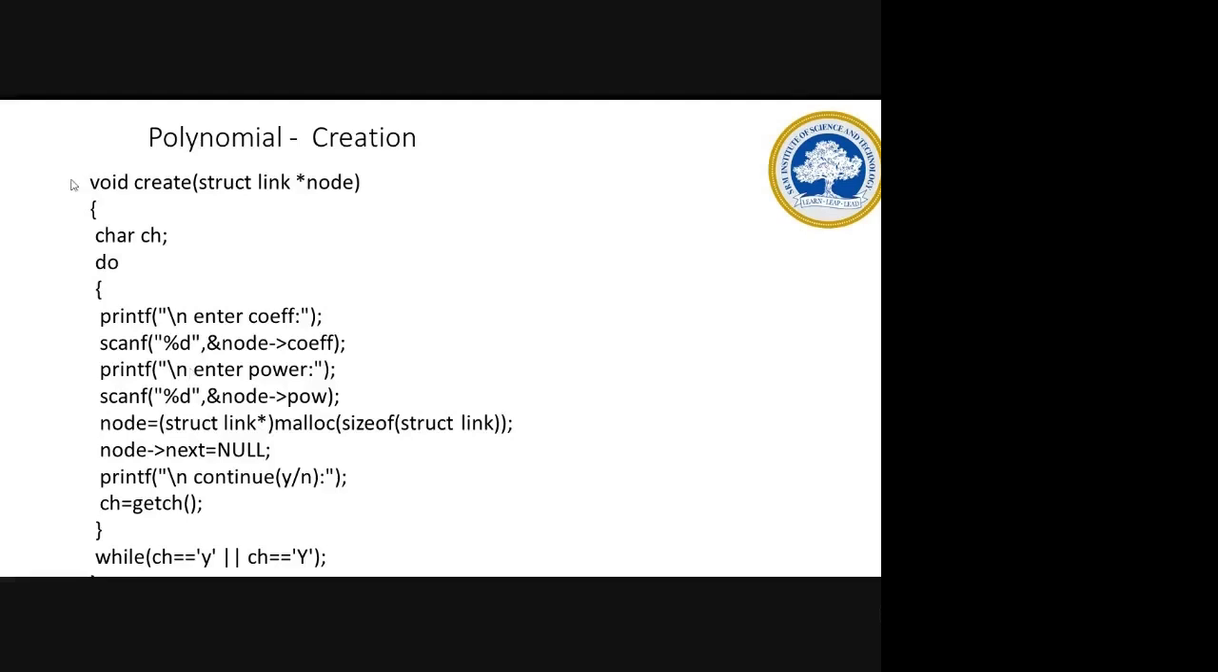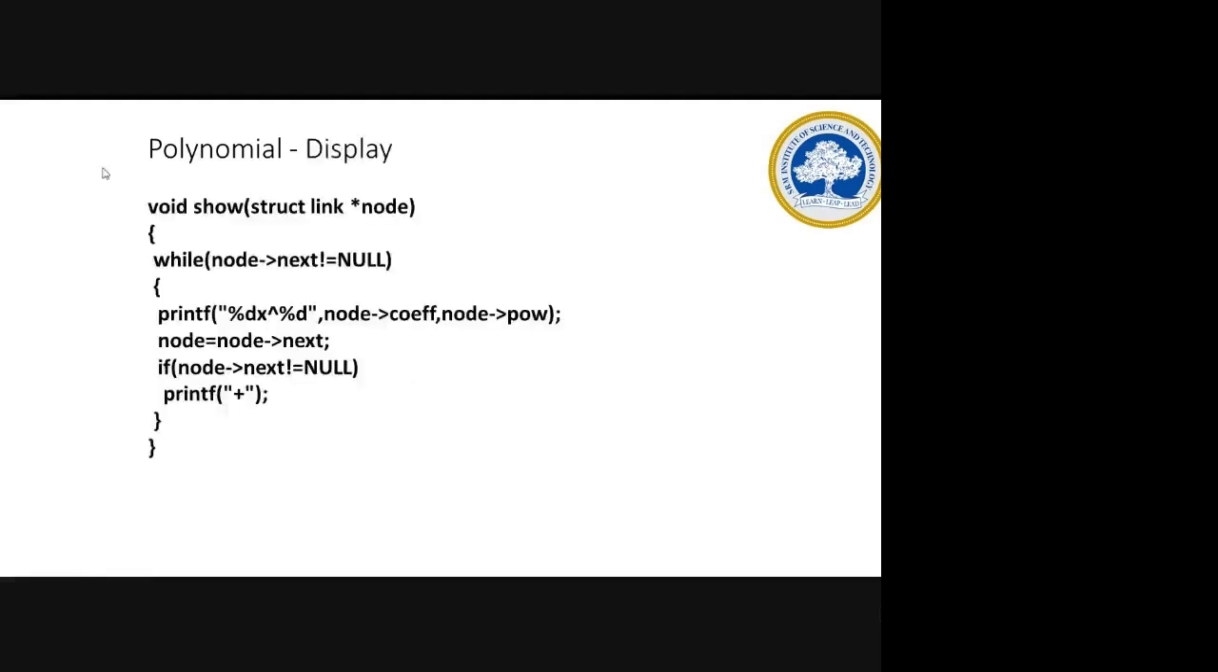This is just for initially getting the input, and this is just for displaying. If your node is not null, only the variable name is changed. Other things are exactly like your singly linked list. So until the last node is null, you keep on traversing.